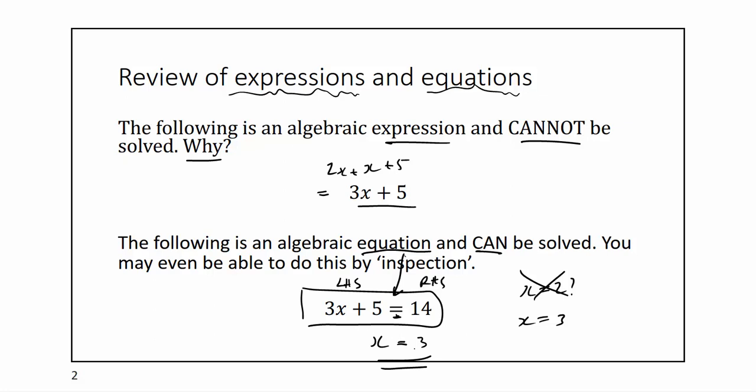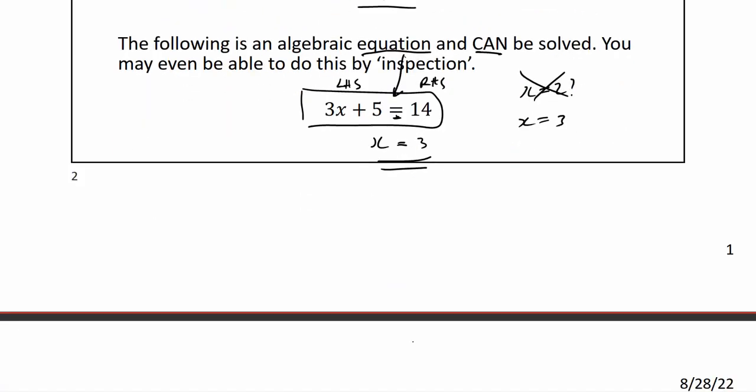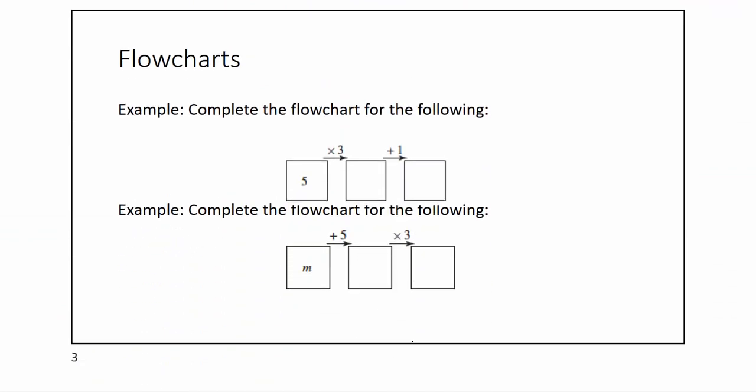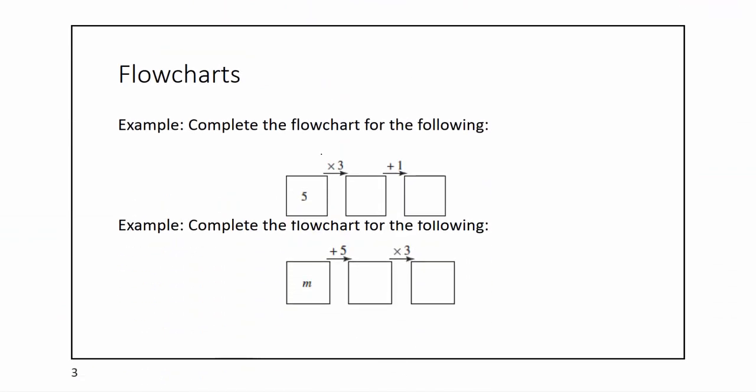So that's what we're going to do today, look at a method to allow us to do it without inspection. The first thing we'll do is run you through these things called flowcharts. We're going to complete the flowchart for the following. Here we're starting with 5, and we're going to multiply 5 by 3, and that gives us 15. Then we're going to add 1 to 15, which gives us 16, and we're done.